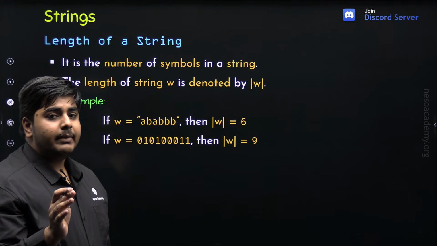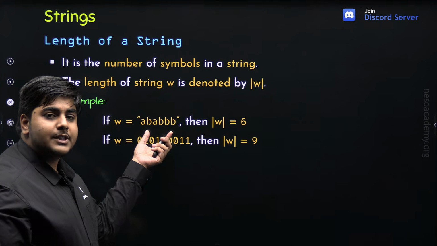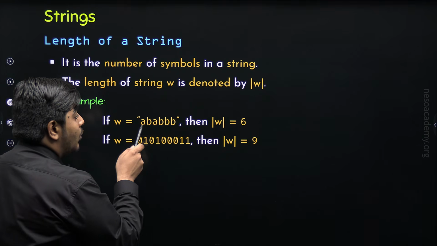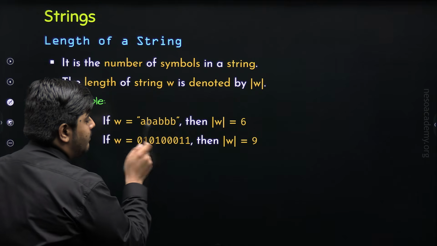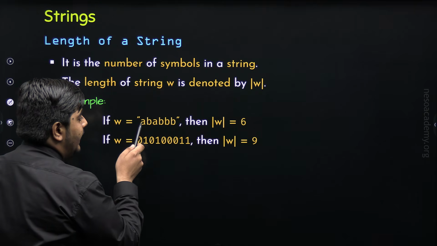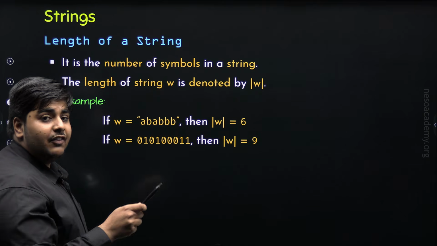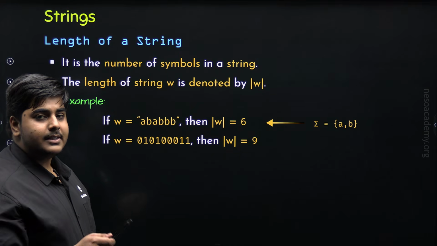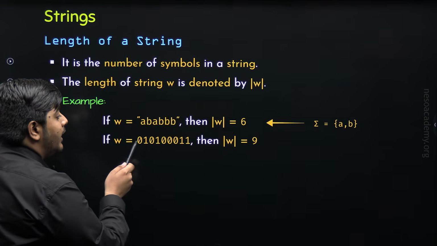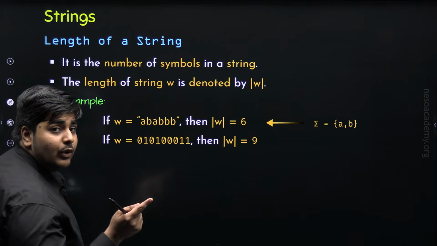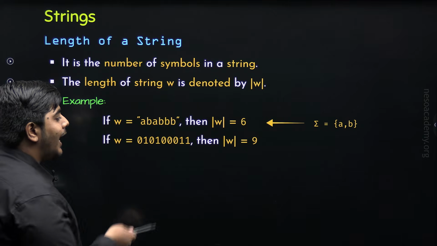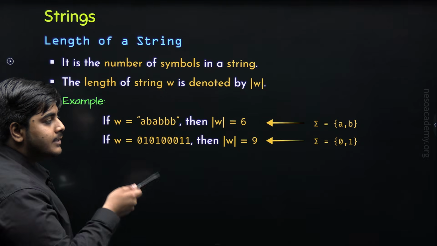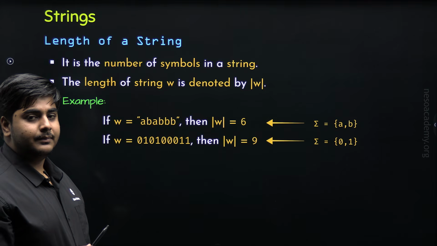Now, can you tell me the alphabet corresponding to this string? This string is only made up of two symbols, that are A and B. So the alphabet will be sigma is equal to A comma B. Similarly, this string is made up of only zeros and ones. That is why the alphabet for this string will be our binary alphabet, sigma is equal to 0, 1.